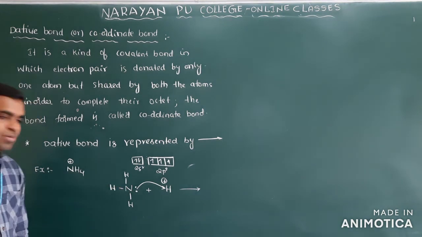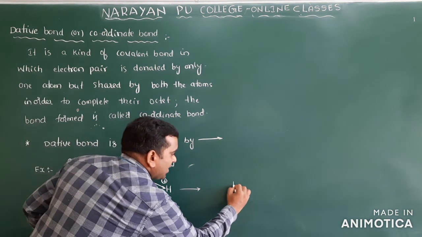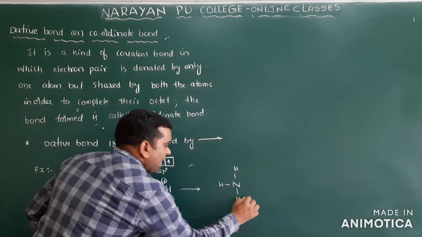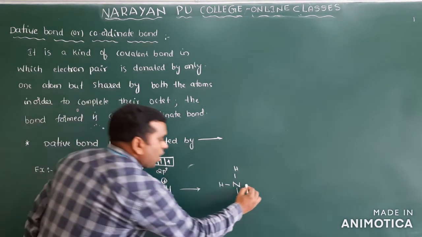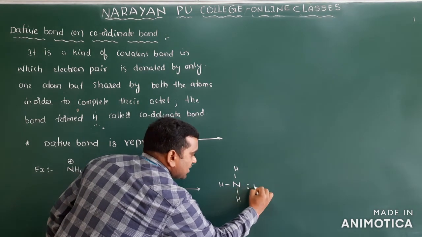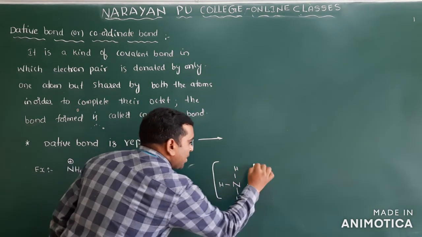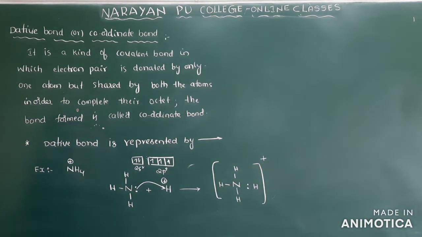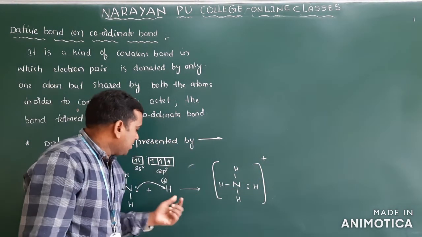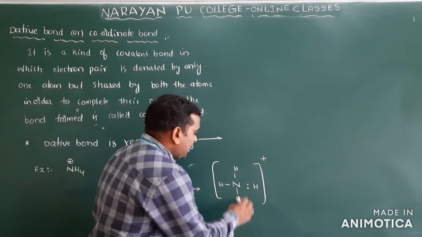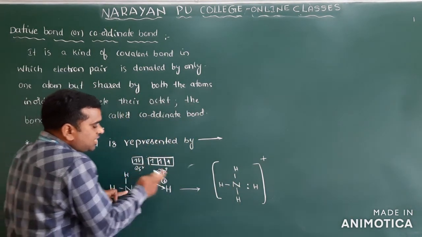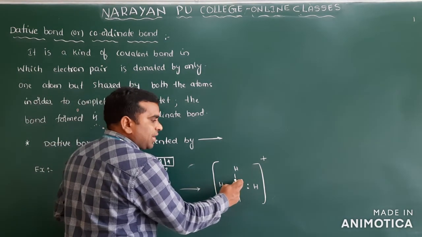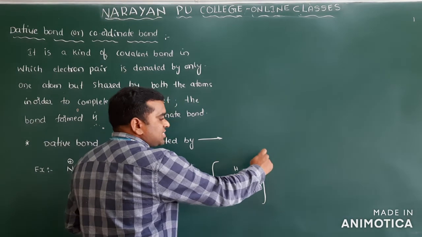Clear? Then what will happen, you see? And that I will write here: there is a hydrogen, hydrogen and hydrogen. Clear? So now this pair is H. I will write this is positive. This is because here this nitrogen is giving electron, meaning nitrogen is losing electron. So that's why the charge should be on which one? Nitrogen.